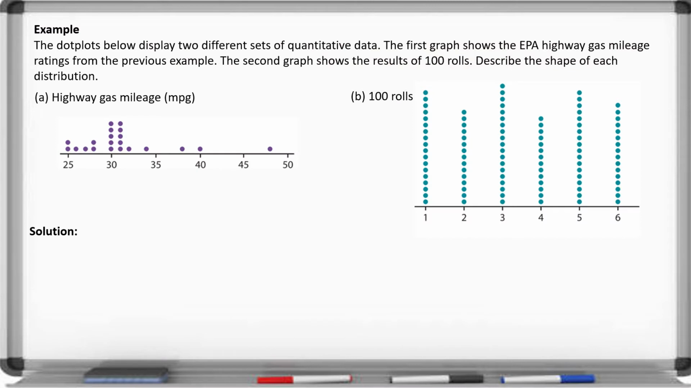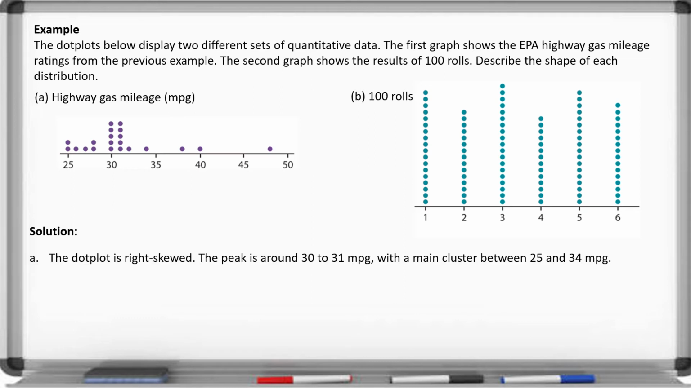All right, so the dot plots below display 2 different sets of quantitative data. The first graph shows the EPA gas mileage data from the previous example, and the second graph shows the results of 100 rolls of a fair die with numbers 1 through 6. So describe the shape of each distribution.